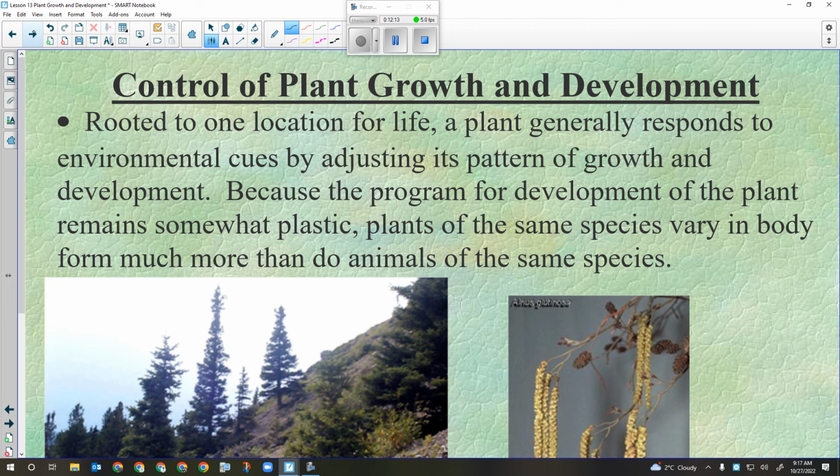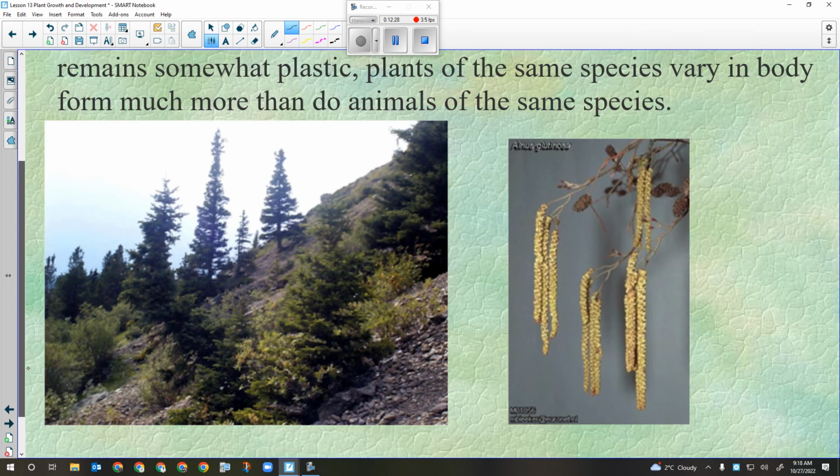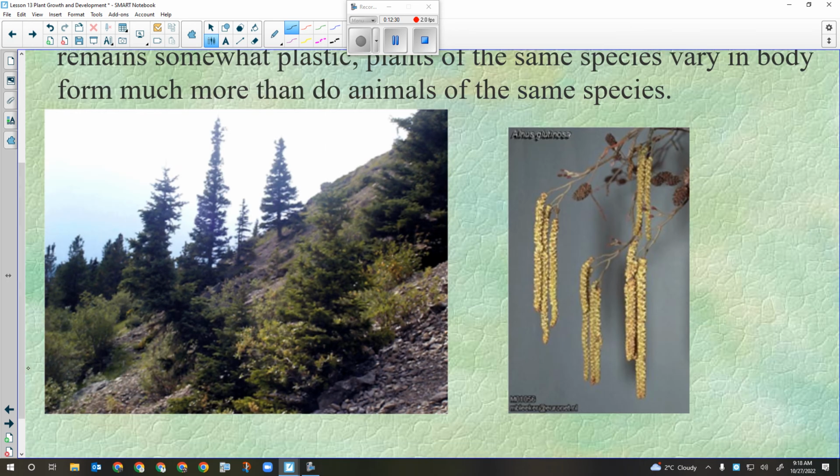Animals don't have to do that. If the environment becomes uninhabitable or hostile to an animal, they just pick up and go. They'll go somewhere else. They have that ability. Plants do not. So their final shape or form needs to be somewhat plastic. That is, it can change throughout its lifespan.